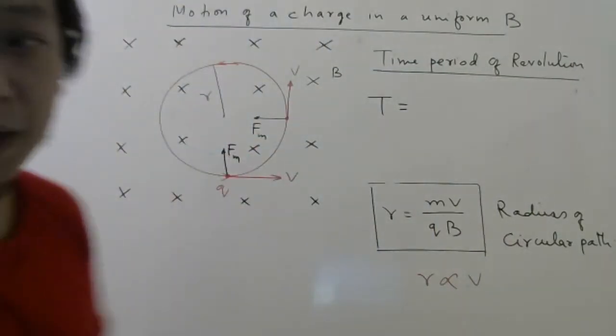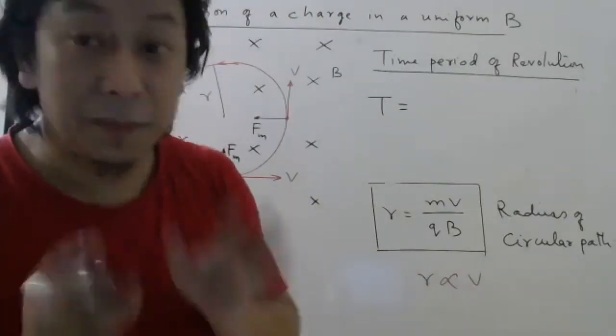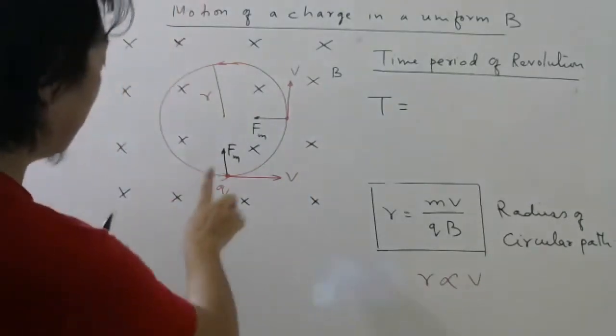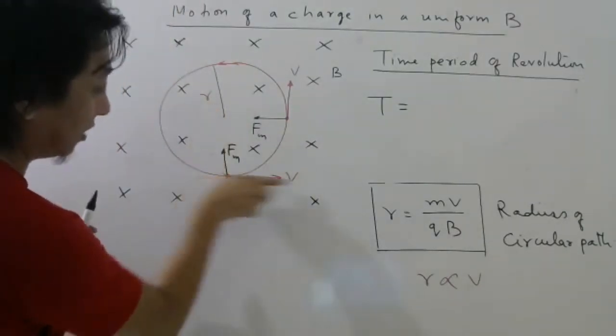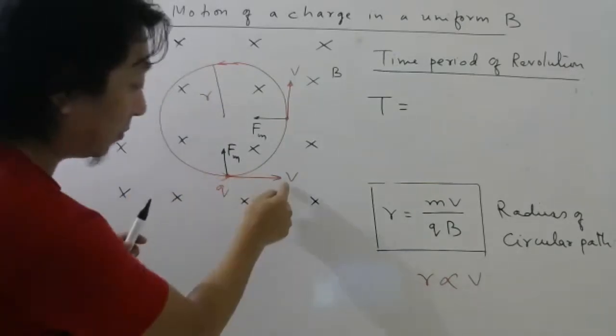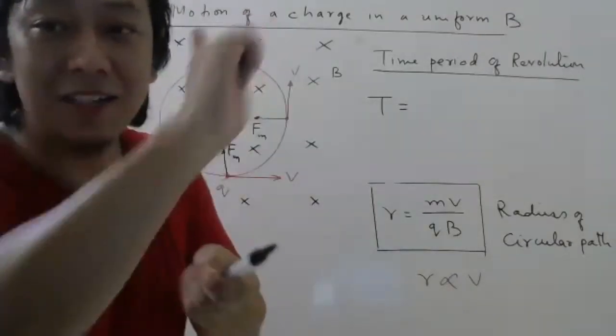So time period of revolution will be nothing but distance covered in one revolution divided by speed. Because the speed is constant. This is uniform circular motion. There is only force towards the center. There is no tangential force. So since there is no tangential force, the speed can neither increase or decrease. Only the direction can change.